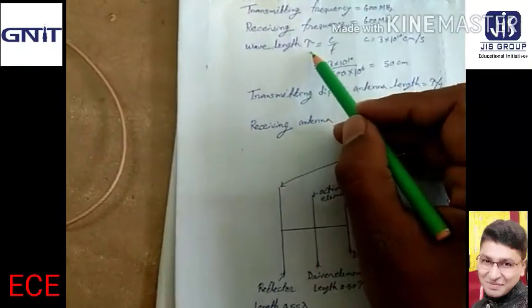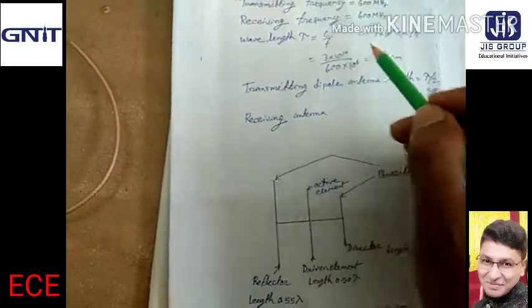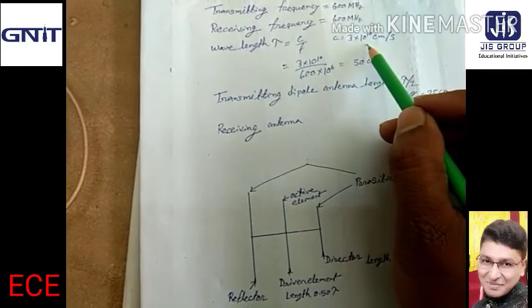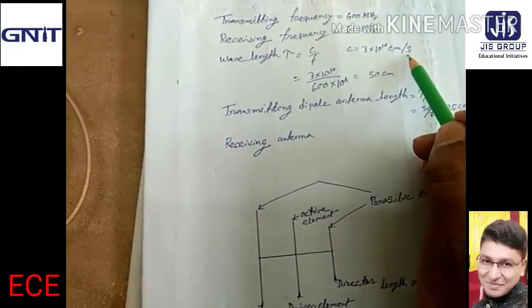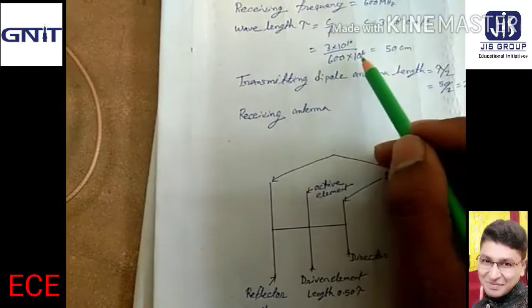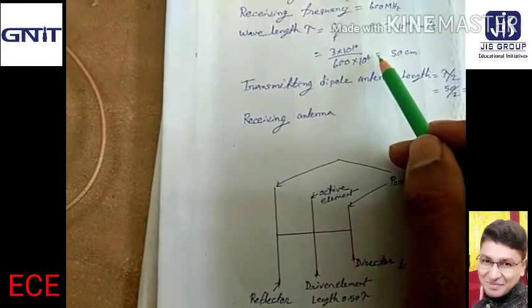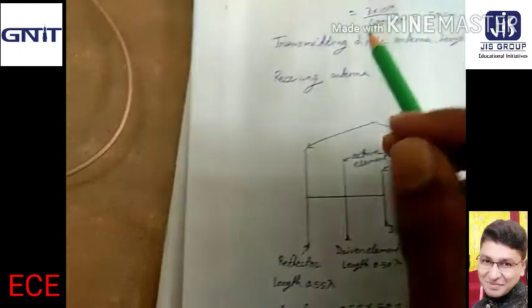So wavelength lambda is equal to C by F. C is equal to 3 into 10 to the power 10 centimeter per second. So lambda, or wavelength, is equal to 50 centimeter.